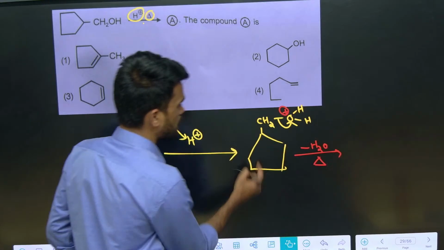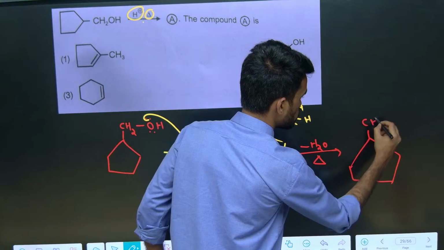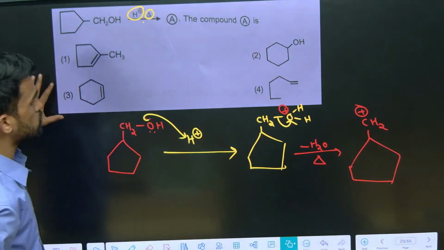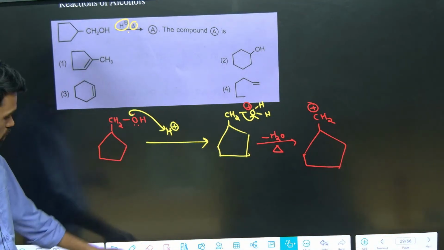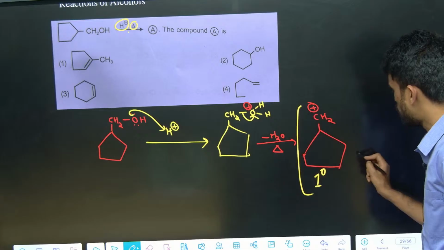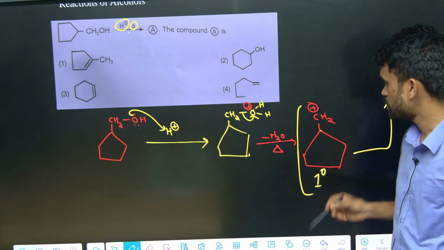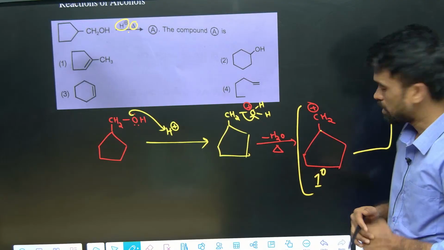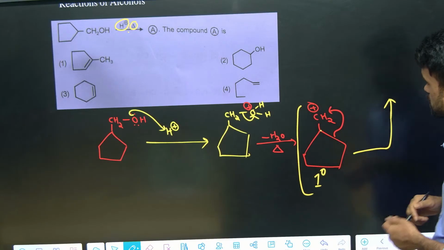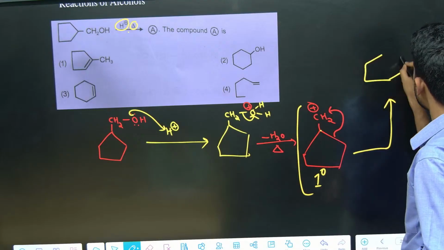Now what is the charge created on the carbon here? Tell me. CH2 plus. This is a primary carbocation we get. But if you see, there are no such options in the question, right? So this is a primary carbocation, and primary carbocations are less stable. Now if there is any chance for rearrangement, then rearrangement takes place. See, a 5-member ring with a primary carbocation is there. Now ring expansion takes place in this way. A 5-member ring becoming 6-member, a more stable ring, is formed. So you will get a 6-member ring in this way.